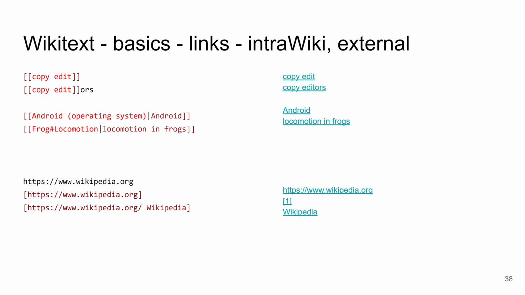Now, if the text is completely different, then you can insert a pipe and rename the link to whatever you want. So those are intra-wiki links. Besides those, there are also links to other URLs, the usual hyperlinks that we know from HTML. And there you can just use them as they are, and they get interpreted as a link, which is both the target and the text.